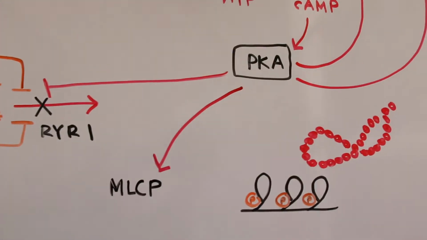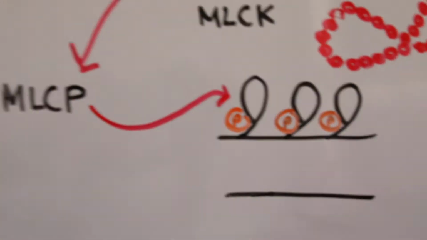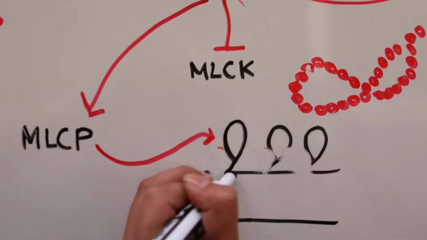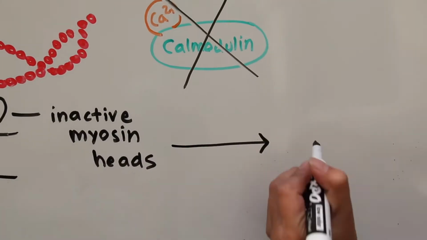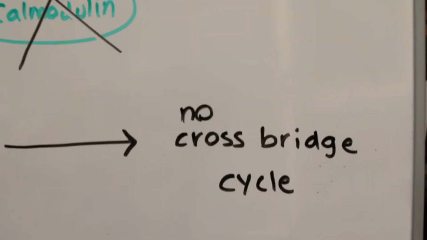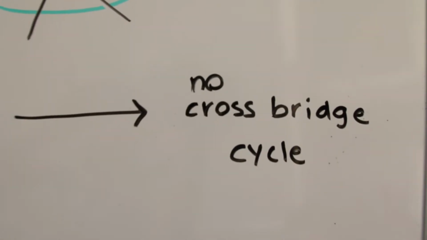PKA will activate myosin light chain phosphatases and inhibit myosin light chain kinases. By activating myosin light chain phosphatases, the phosphate groups are removed from the myosin heads, inactivating them. This results in no cross-bridge cycle, so tension cannot be generated. This leads to smooth muscle relaxation, causing the blood vessels to dilate.